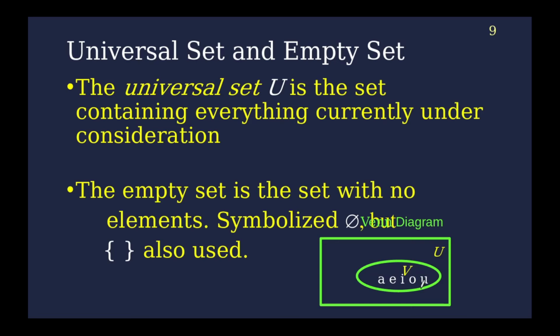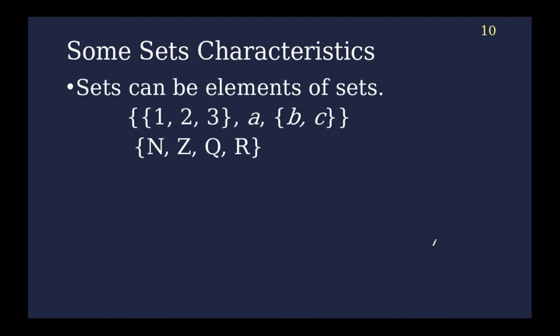Okay, so the universal set and the subset are represented like this. The universal set is the set of all alphabets, and this set V is the set of vowels. So here the consideration is the set of alphabets. Some set characteristics: sets can be elements of sets. That means a complete set can be an element of another set.